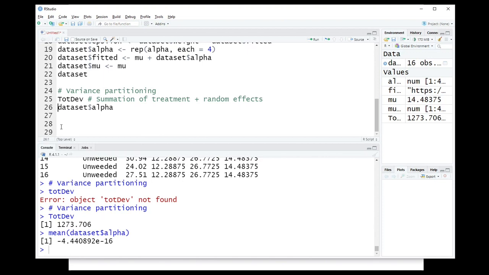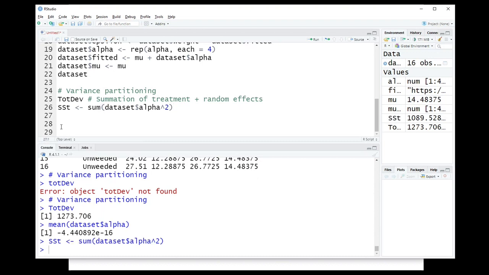Let me, instead of talking about deviance, talk about sum of squares. This would be the sum of squares for the treatment, SST. We get it just by summing the squared alpha values. Because the mean is 0, we don't need to subtract the mean. This is a deviance. We subtract the mean, but the mean is 0, so we don't need to subtract it. So we simply square and sum.